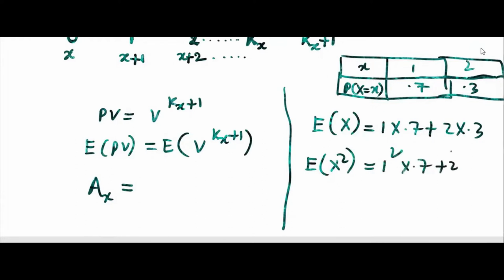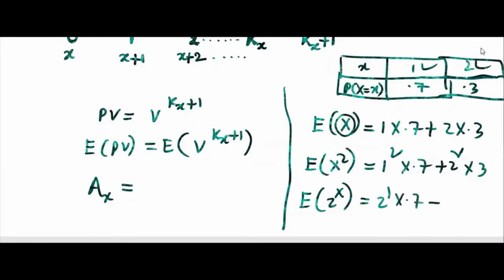That's all. If I write E[X power 3], you write 1 power 3, 2 power 3. Probabilities will not change. If I write E[2 power X], it will be 2 power 1. Wherever capital X is there, replace it by the value. So 2 power 1 with probability 0.7, 2 power 2 with 0.3. This way you will get it.